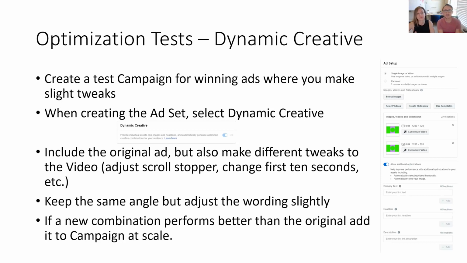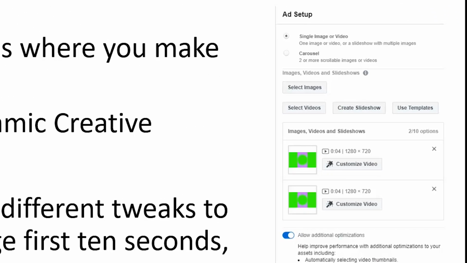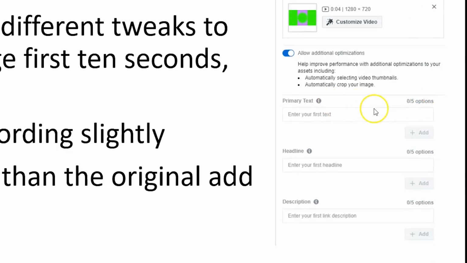And I think the best way to do that is with these dynamic creative ads. So basically when you're creating the ad set, you just check the box for dynamic creative. And then when you do that, you get this kind of setup you see on the right-hand side of the screen here, where you can choose up to 10 images or videos or slideshows. You can change your text 5 times, headlines, descriptions. You can do all these same ones.